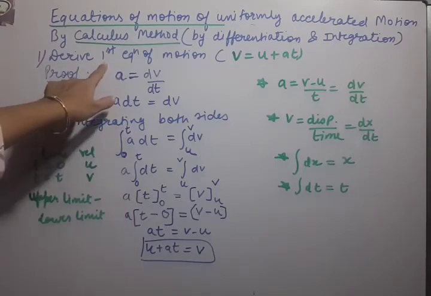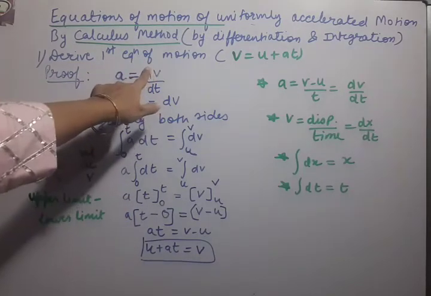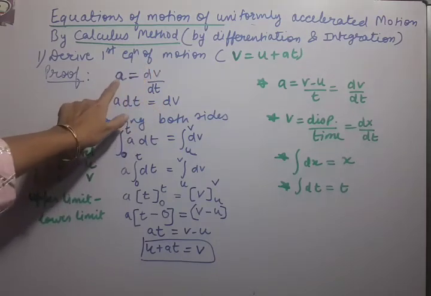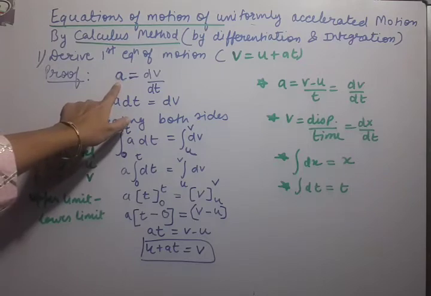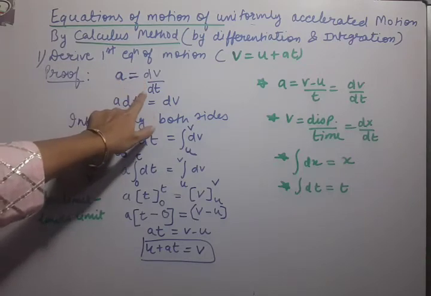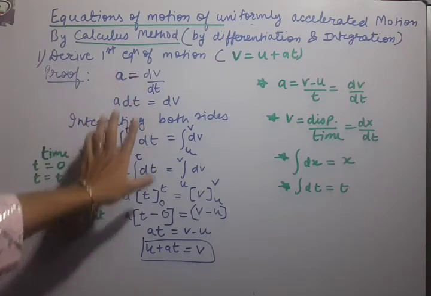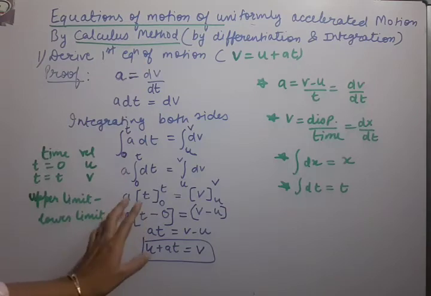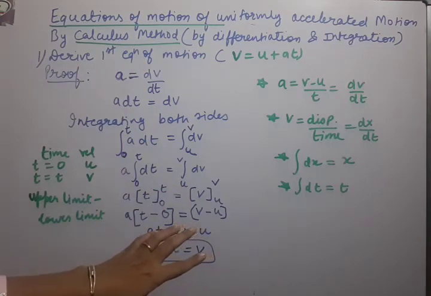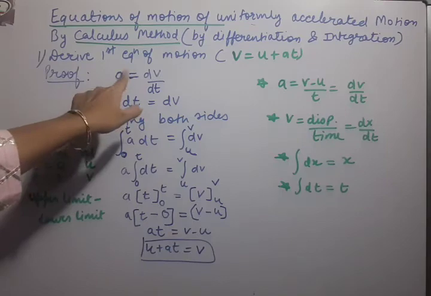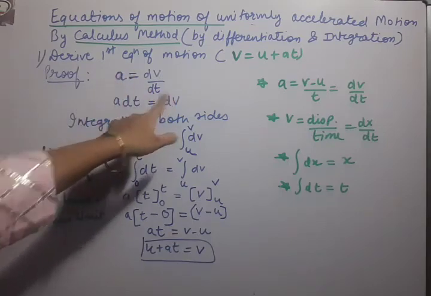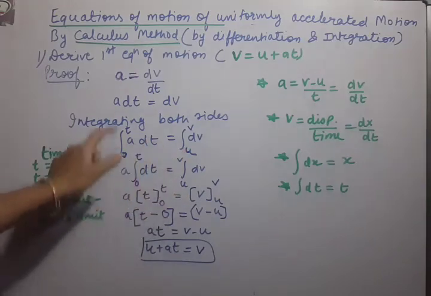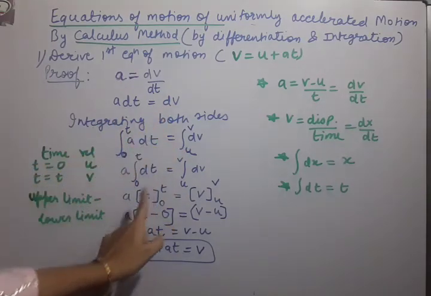So remember, whenever you have to derive the first equation, you have to start with this equation. Which equation? a equal to dv upon dt. Then the steps are common. Common means in the next, second equation of motion answer also, we will start in the same manner. Then cross multiplication, integration, limits deciding, after that doing integration with the rules.